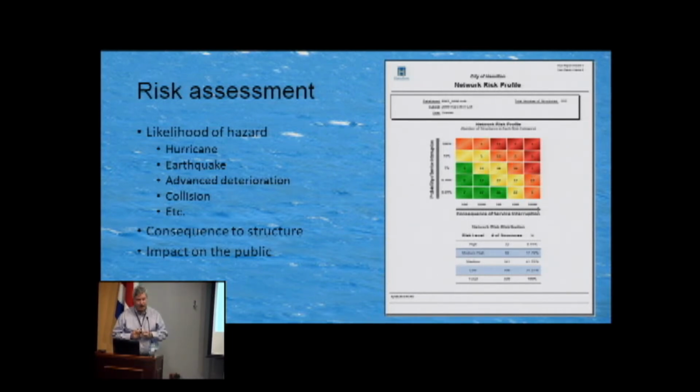Then once we come up with the consequence to the structure of what kind of damage might happen, we look at what's the impact on the public. Some types of bridge damage are not that important to the public, and of course other types of damage may completely wipe out the bridge, and it might have a big impact on the public, especially if it's a high volume road. So we look at that. And if we multiply likelihood times consequence times impact, we get an assessment of total risk, which we can then use in identifying actions and setting priorities.